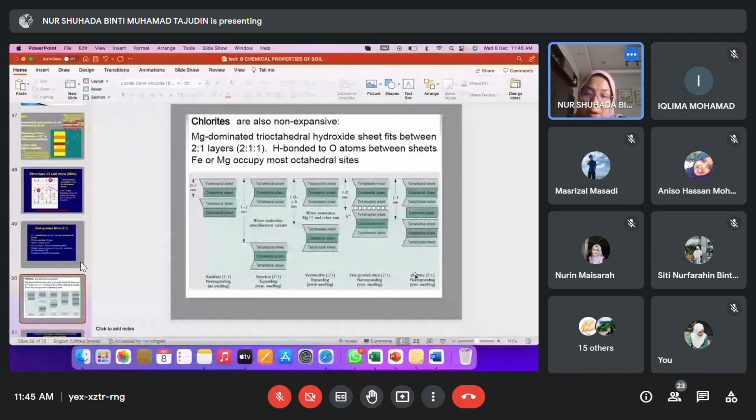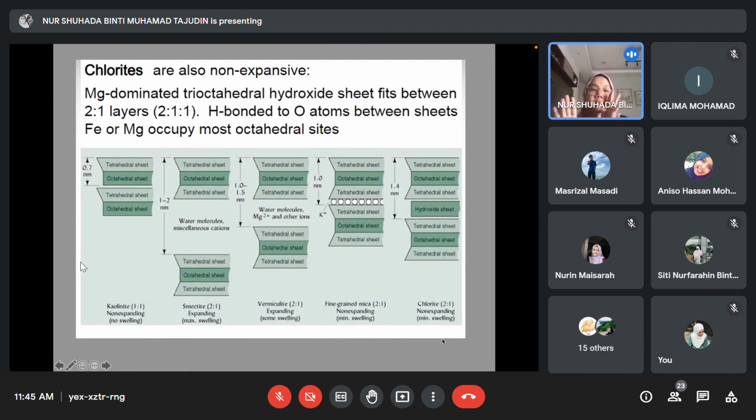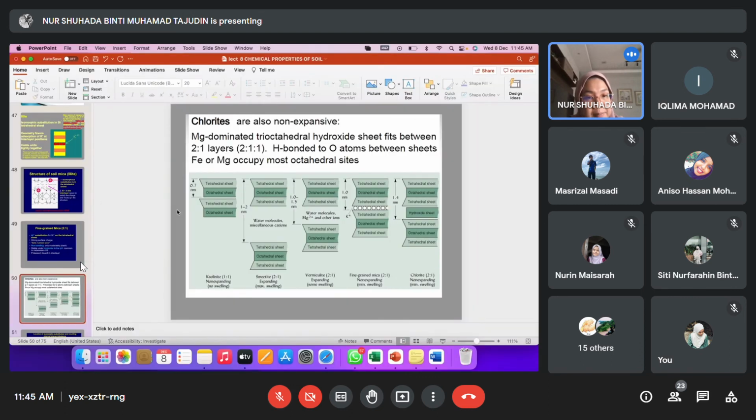Between these 4, you can see the comparisons of different types of clay. Each of the clays, this is 1-to-1 and these are all 2-to-1. What I want to highlight is that the 1-to-1 does not expand; it is held by hydrogen bonding. This one, the one here.